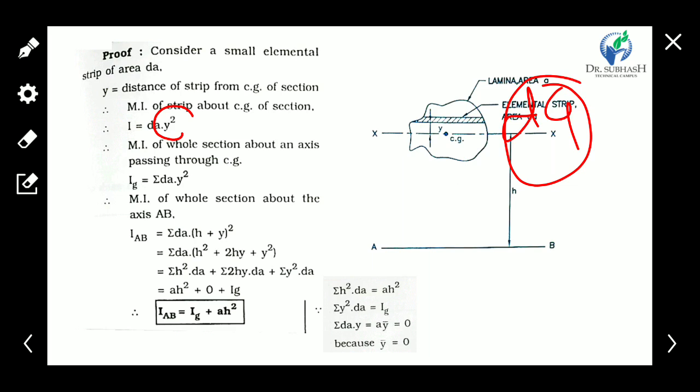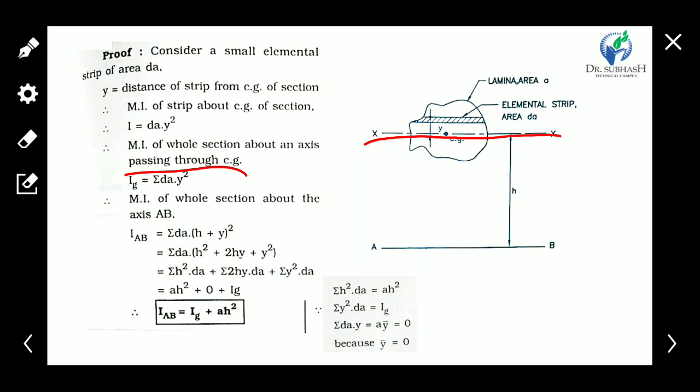So y square. The moment of inertia of a small strip, assume this strip, is dA y square. Now, the moment of inertia of the whole section about an axis passing through the CG, the moment of inertia about the x axis, is defined by IG. So what is that? We already know it is the summation of dA into y square.